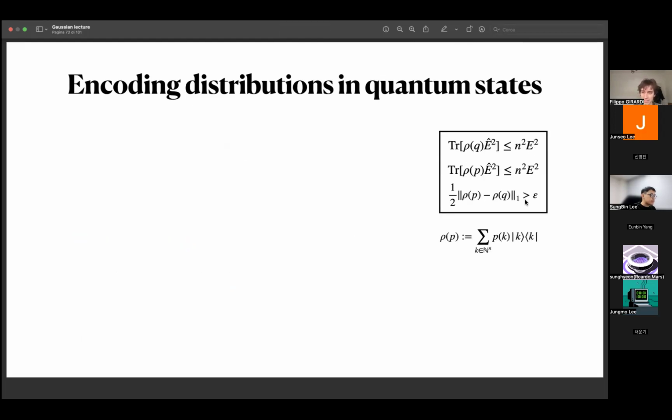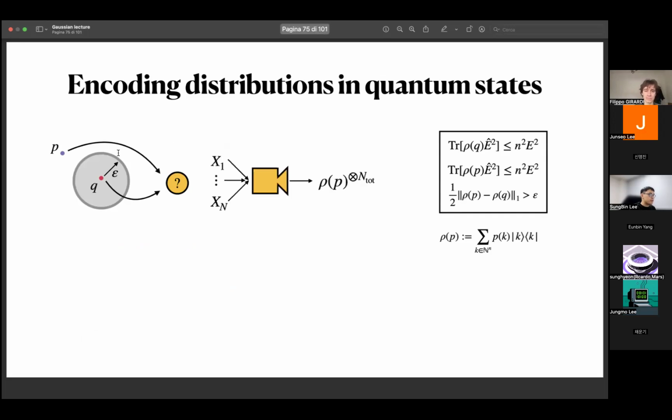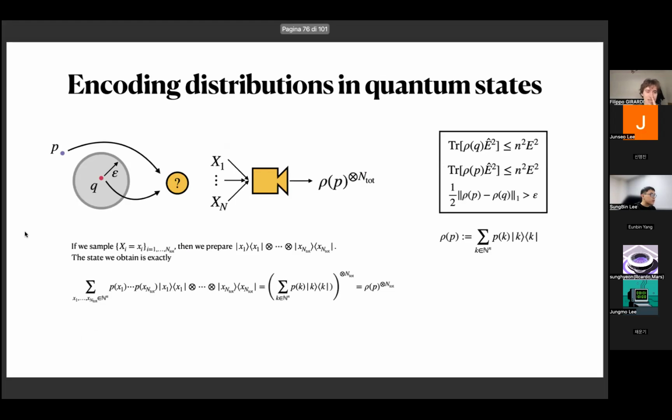So let's save here all these inequalities, and let's embed the classical problem of property testing into a quantum system. So the idea is that we take the samples of this random variable, and whenever we sample xi equal to this small xi, then we prepare the following state on our system. So the state that we obtain in the quantum system is just the probability of getting x1, x2, ..., xn, total number of copies, which multiplies, of course, the state that we are preparing.